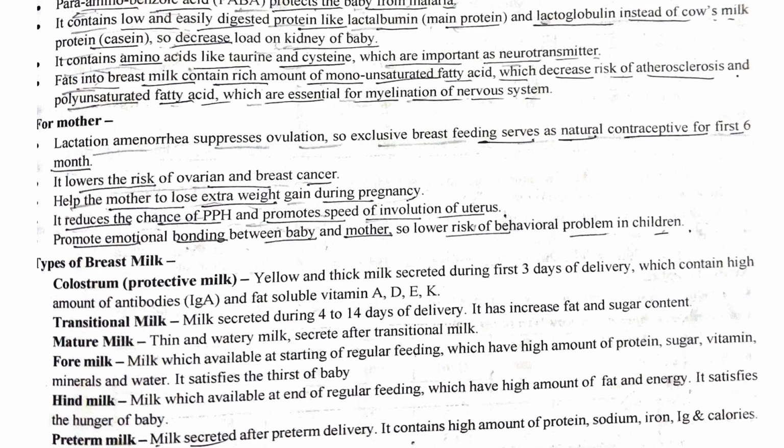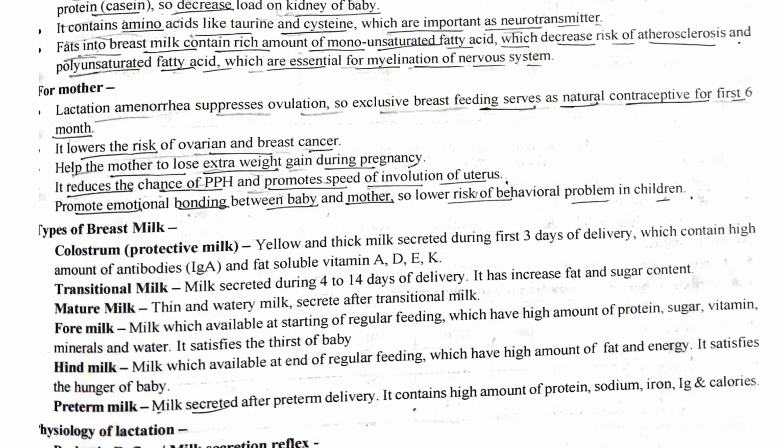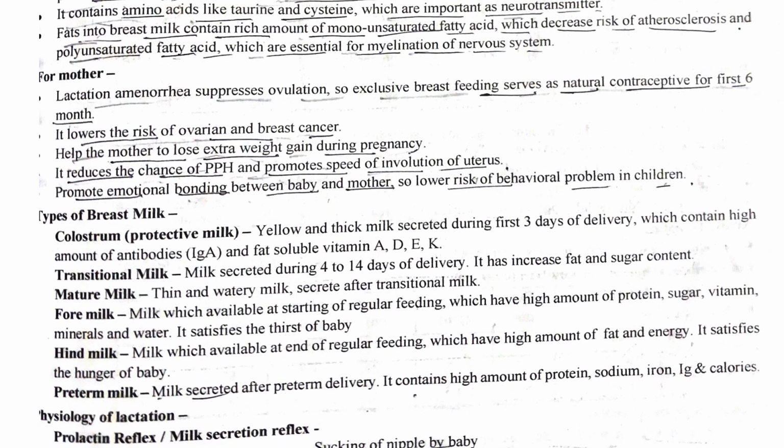It lowers the risk of ovarian and breast cancer, and helps the mother lose extra weight gained during pregnancy. It reduces the chance of PPH and promotes speedy involution of the uterus. It promotes emotional bonding between baby and mother, so there is a lower risk of behavioral problems in children. Next, types of breast milk.